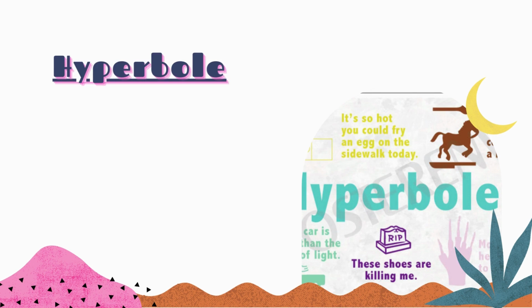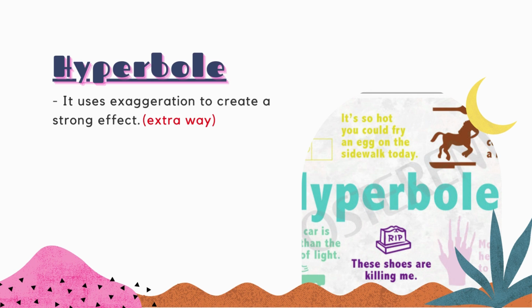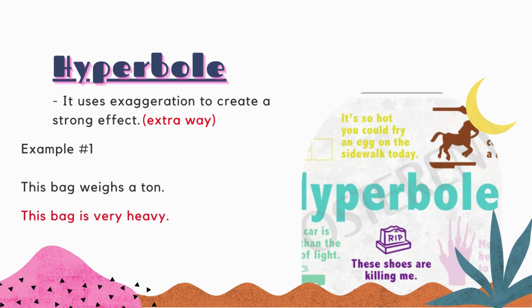Now, let's move on to hyperbole. Hyperbole uses exaggerations to create a strong effect. It's like describing someone or something in an extra way. For example, this bag weighs a ton. Why is it that this example is a hyperbole? Because it exaggerates. Instead of simply saying, this bag is very heavy, it describes the bag in an extra way.